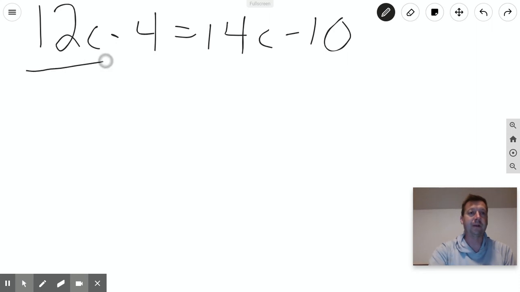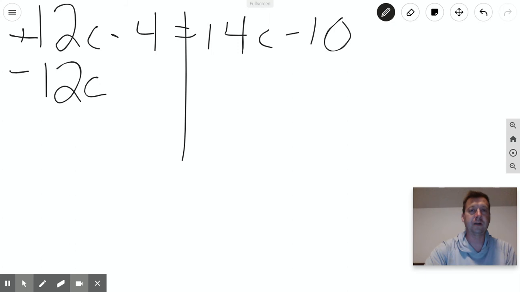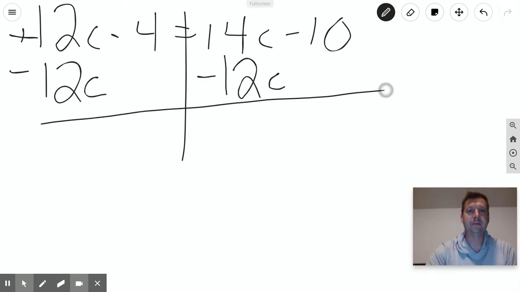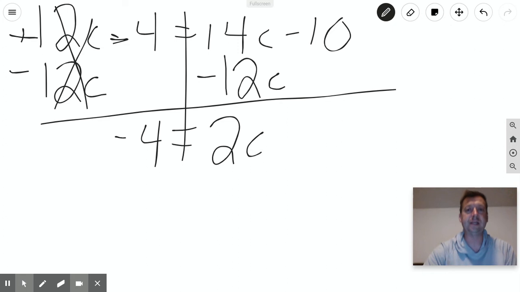So I want to get rid of that 12c right there. In order to do that, since it is a positive 12c, I'm going to do the opposite of positive 12c and do minus 12c here. And then over here also. Now notice I'm going to put it underneath of the 14c. I'm going to line up my variables. This cancels. I've got to bring down the 4 and the negative right there next to it. So I bring down negative 4. Over here, 14c minus 12c is 2c. Bring down the minus 10.